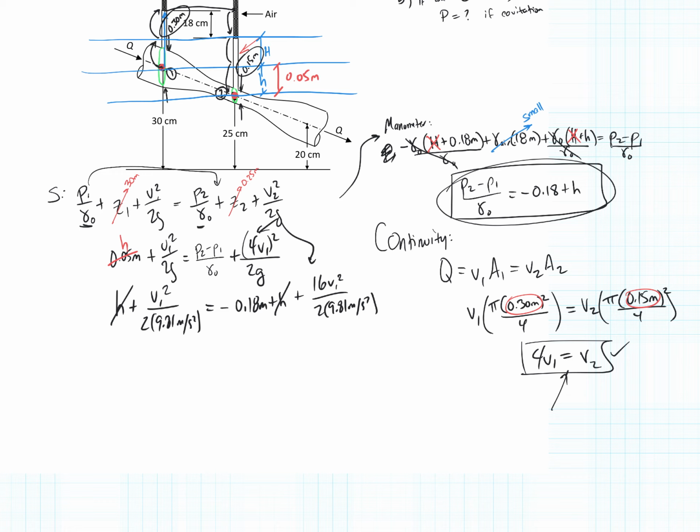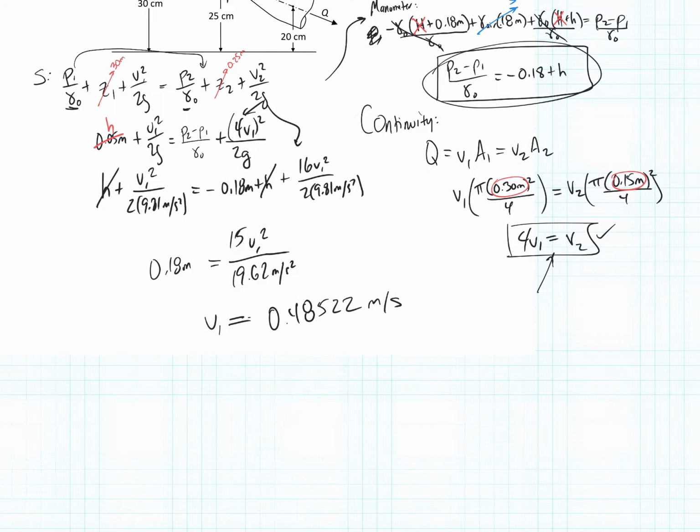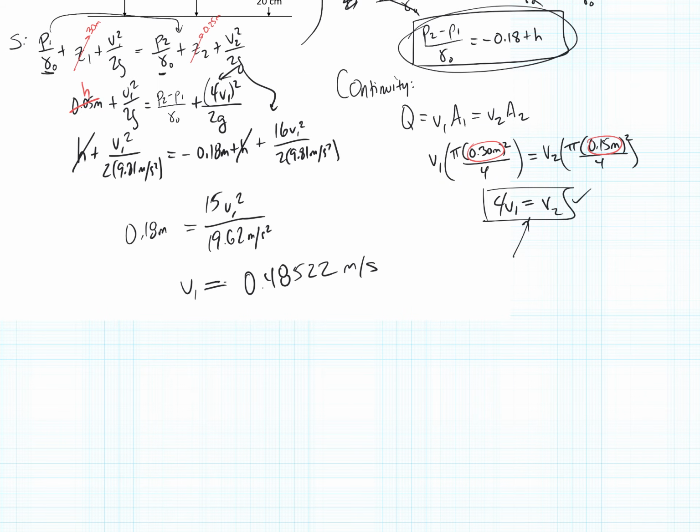And so we're going to end up with 15V1 squared on 19.62 meters per second squared equals 0.18 meters. If we solve that, we get V1 equals 0.48522 meters per second, which we're going to keep with 5 sig figs because we need to solve for Q, right? Because that's what the question ultimately asked.